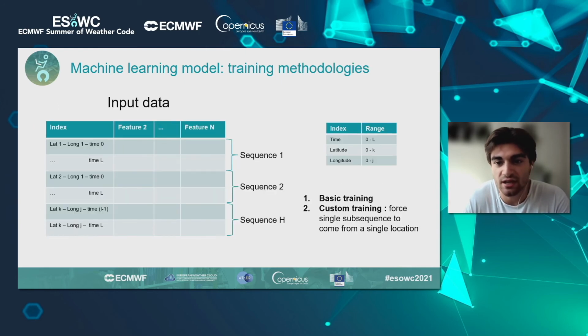So this is an example of how data were presented to us. As you can see, the dataset is indexed by both latitude and longitude, and for each pair of them, it contains all the time sequences. So we adopted two training methodologies. The first one is the basic training, so we selected random subsequences from the data and fed the model with them. But we noticed that in this way, there's some probability that subsequences take into consideration far away locations together. So in order to solve this, we created a custom training, we call it like that, which basically forced the training to select subsequences from the very same location. So next slide, please.